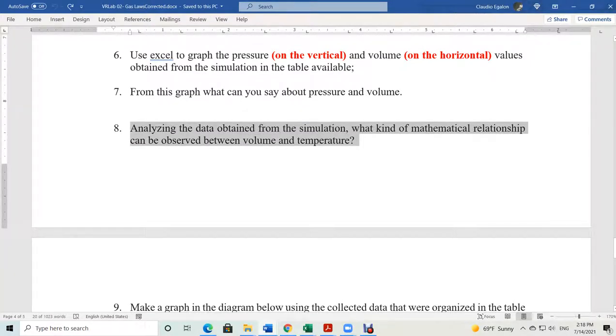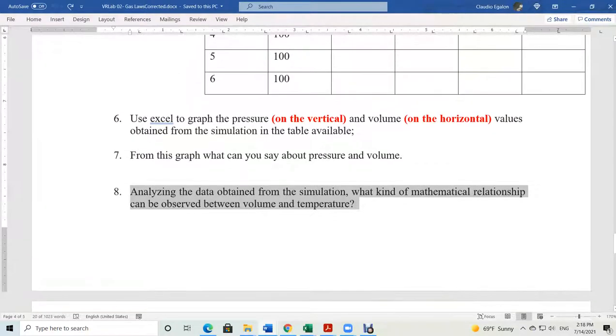Okay, the mathematical relationship can be observed. Okay, it's linear. From this graph, what can you say about pressure and volume? Okay, pressure is constant with volume. What kind of mathematical relationship can you say? Volume and temperature.